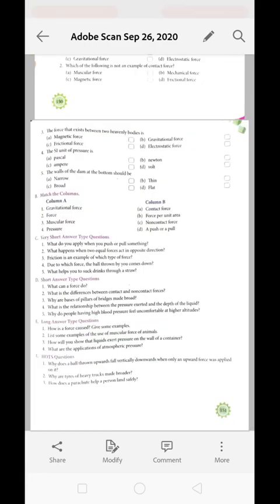Why does a ball thrown upward fall vertically downward when only an upward force is applied on it? Because gravitational force is also pulling the ball back toward the earth. Okay, it will counter the force applied by your muscles on the ball, and finally it will pull the ball towards its center.